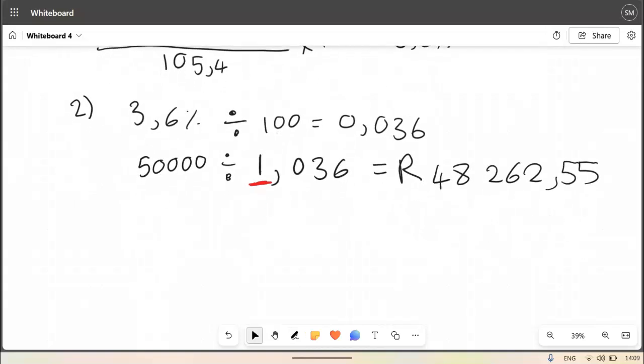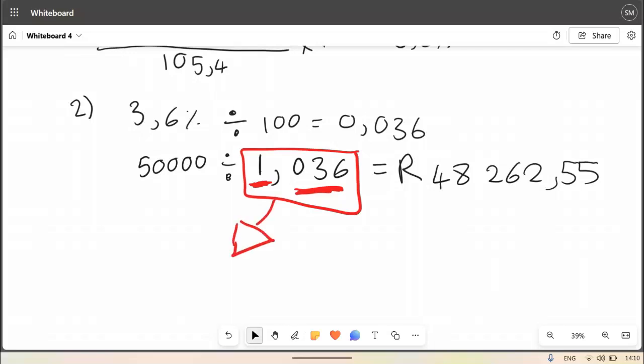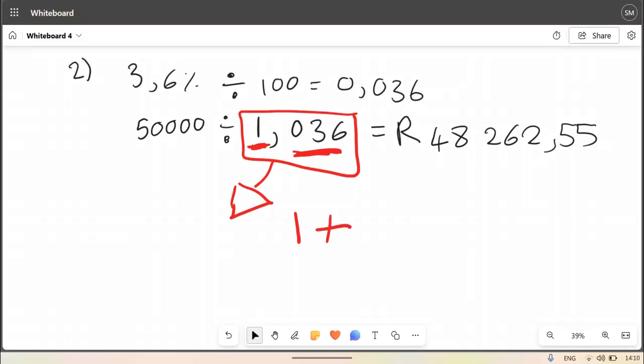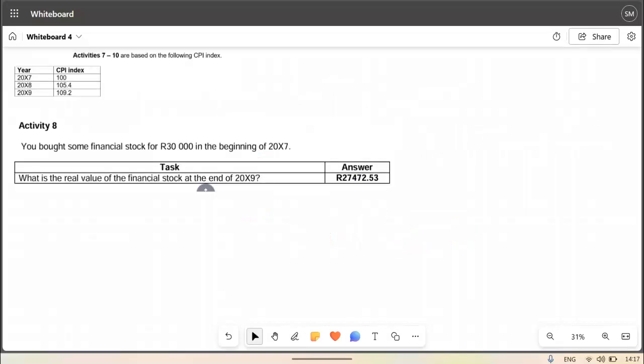Now, I know that some of you might be asking, where do we get this one, right? The one here is actually the GDP deflator, right? So whenever we want to see the impact that inflation has on the financial stock, we must always add that one. So whenever you tackle your CPI calculations, never forget to add the one. So you're going to add the one plus your inflation rate. So if I draw a box here, I actually got this number by saying 1 plus my inflation rate, which is 0.036.